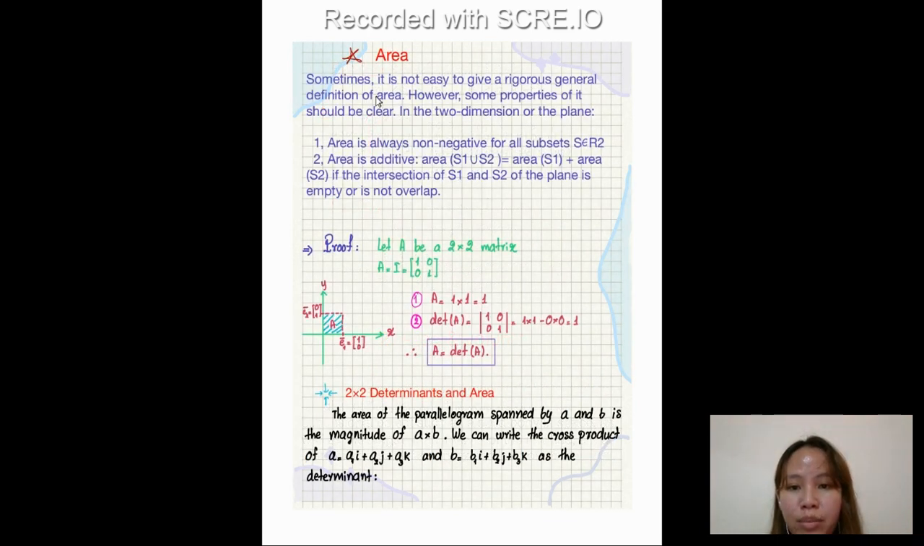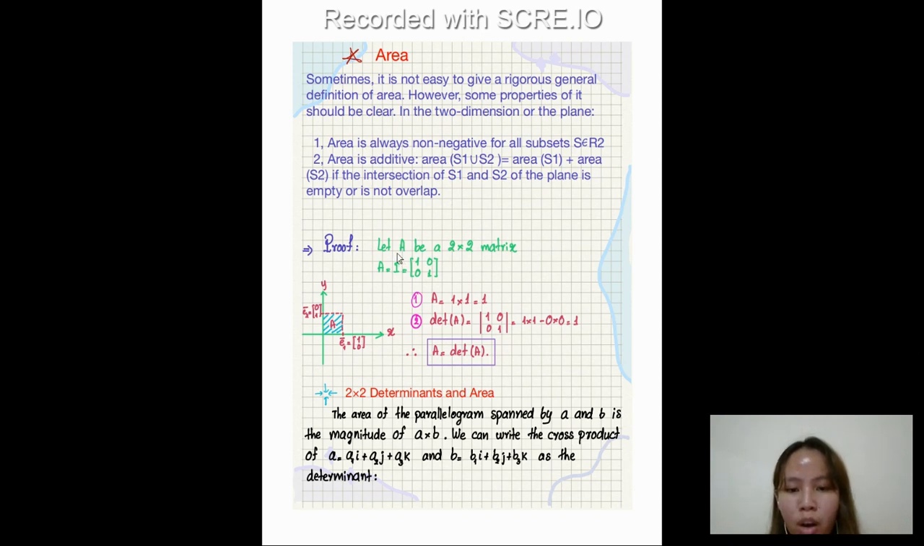Area. Sometimes it is not easy to give a rigorous general definition of area. However, some properties of it should be clear. In two dimensions, or in the plane, area is always non-negative for all subsets, such as a circle or square, and area is additive, meaning that the area of S1 union S2 equals the area of S1 plus the area of S2 if the intersection of S1 and S2 of the plane is empty, or they do not overlap.